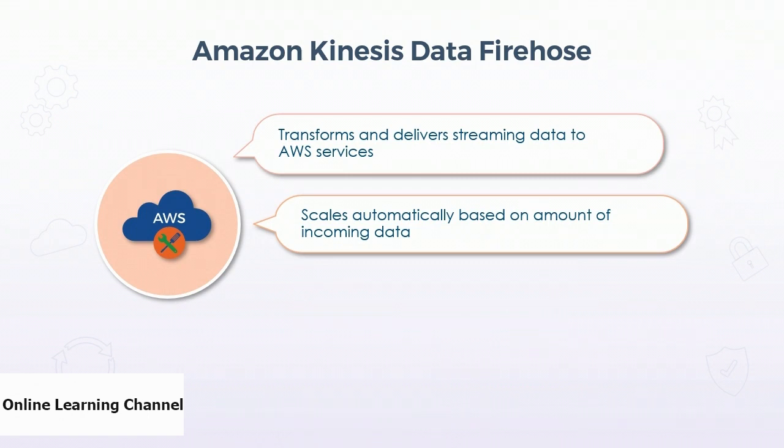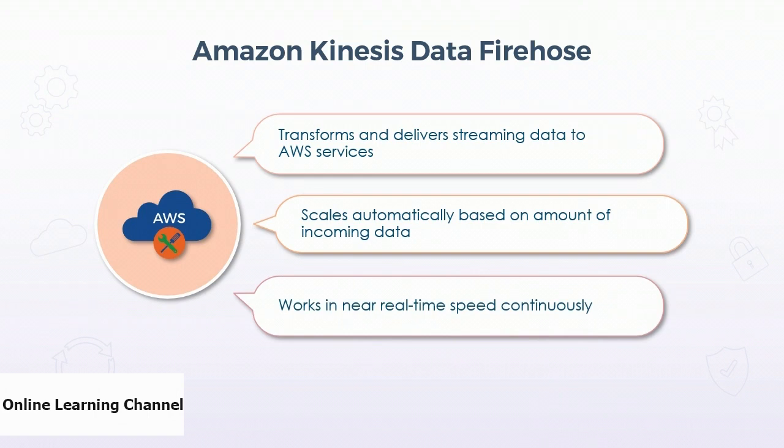It is a very simple service to use through the AWS Management Console and has a serverless data transformation capability that helps users to convert raw streaming data into formats that are required by the receiving data stores without having to build custom pipelines. Amazon Kinesis Data Firehose works in near real-time speed and can continuously load data streams to destination databases automatically while scaling as needed.